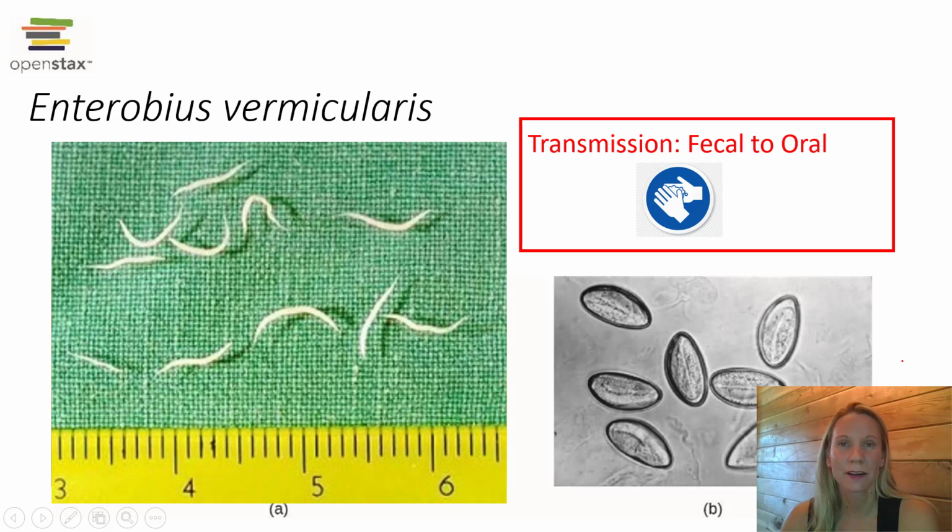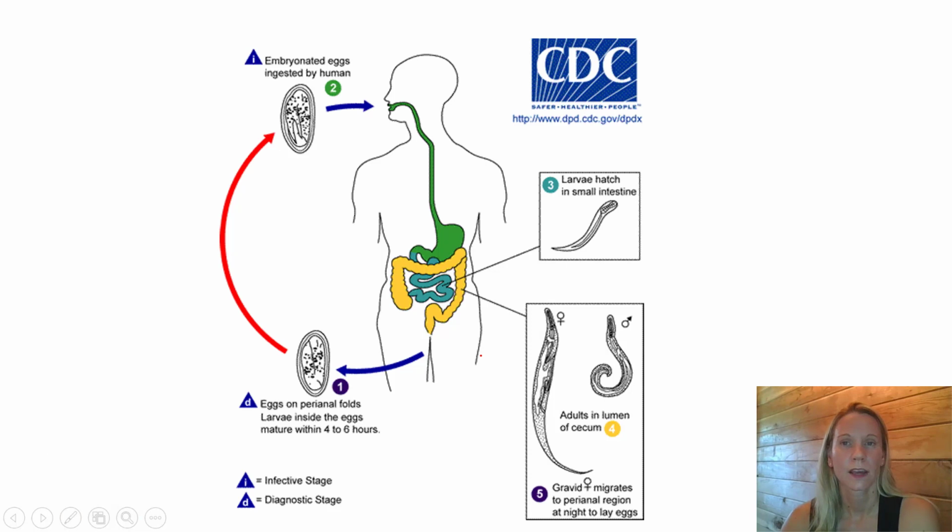So here we can see the microscopic egg stage shown here. And we're also seeing the adult stage. These worms can be about a half inch in length, so this is also macroscopic. It is possible to pass the adult stage, although usually infected individuals will pass only the egg stage in their feces. Let's take a look at the life cycle of the pinworm from the CDC's chart here.